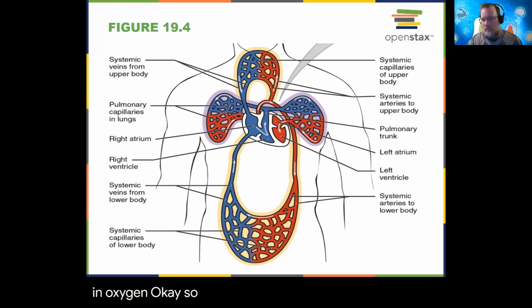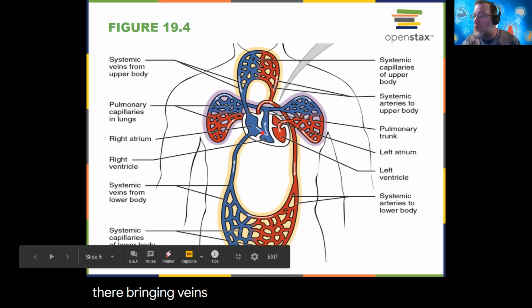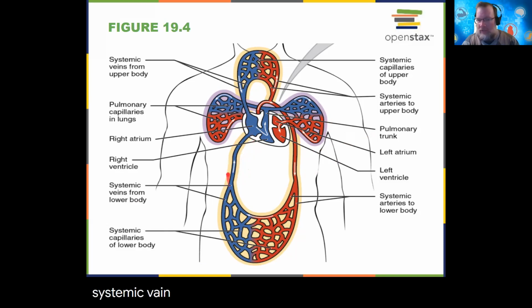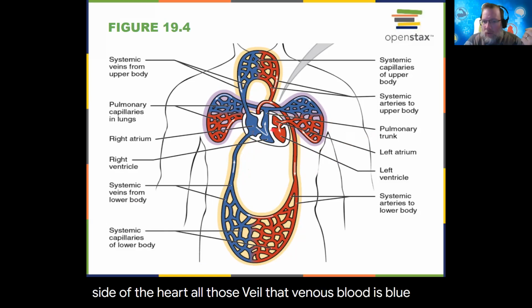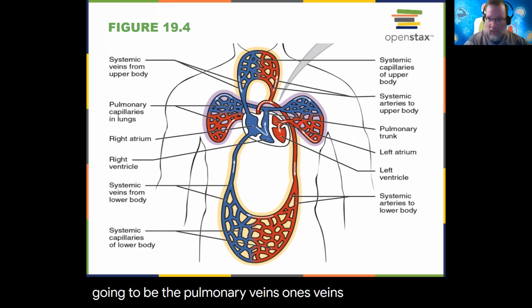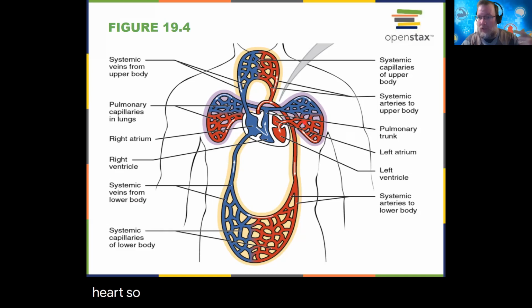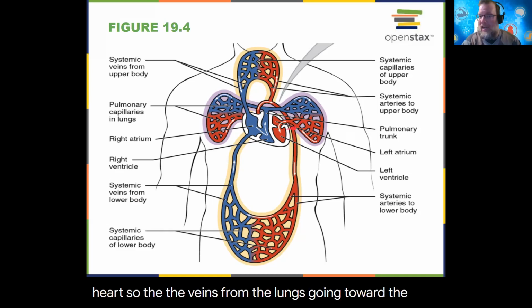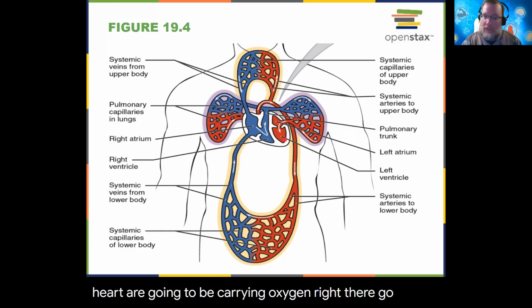That means then vein wise, the only veins in the body. Most veins are going to be blue, right? Veins always go toward the heart. So we see systemic veins, or veins from the body, coming to the right side of the heart. All that venous blood is blue. We have one spot over here where we're going to see venous blood that's going to be high in oxygen. That's going to be the pulmonary veins. Pulmonary, lungs, veins toward the heart. So the veins from the lungs going toward the heart are going to be carrying oxygen. They're going to the left side of the heart.